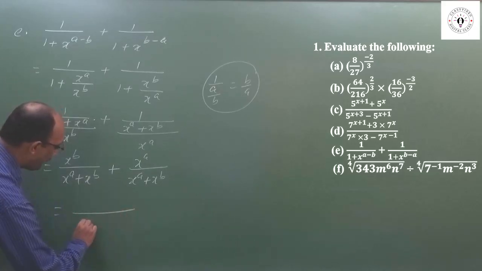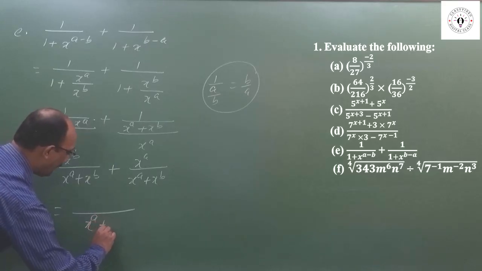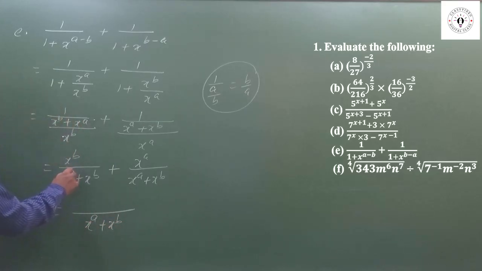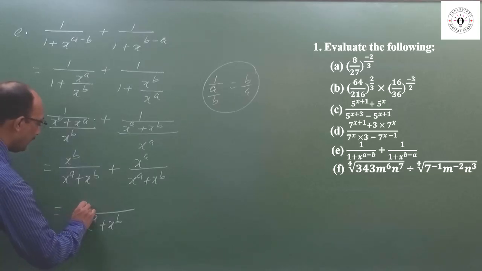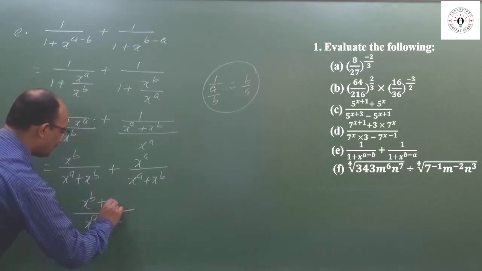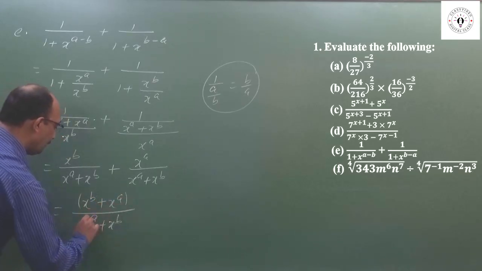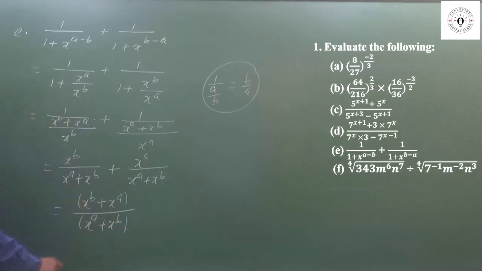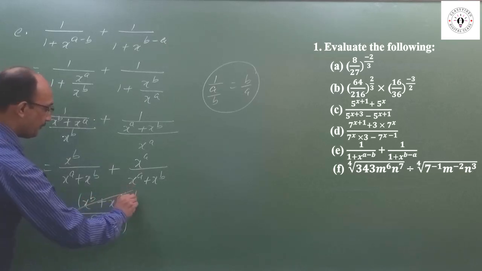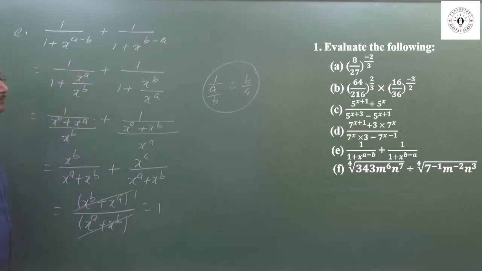What is the LCM? X to the power a plus x to the power b. And since we have same denominator, so numerator will be also same. It becomes x to the power b plus x to the power a. But you know that there is no difference between x to the power b plus x to the power a and x to the power a plus x to the power b. So this is cancelled. This becomes 1.